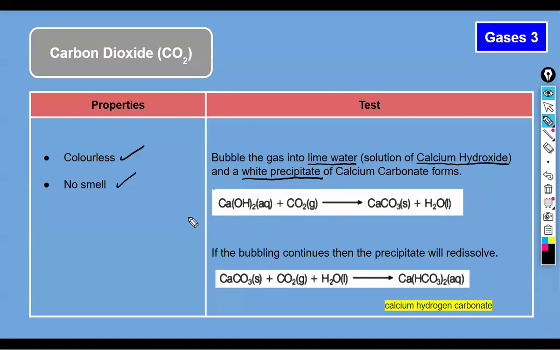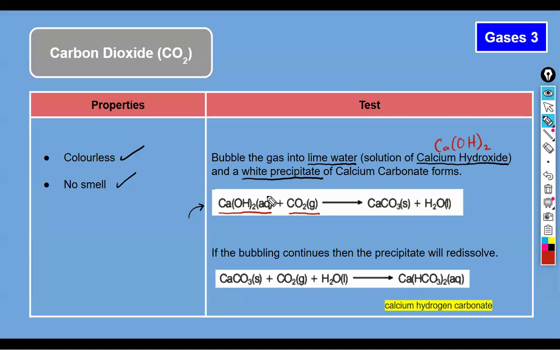And this here is the reaction. You have the carbon dioxide here, and you mix it or bubble it through some calcium hydroxide. The AQ means it's a solution. We'll put it here in case you all didn't realize that that's the calcium hydroxide.